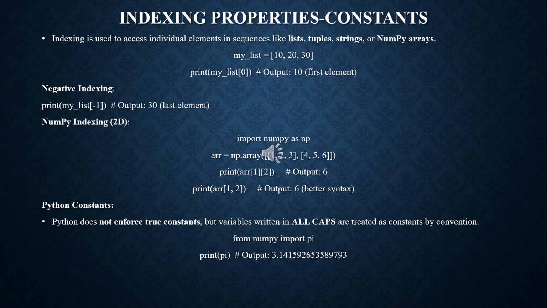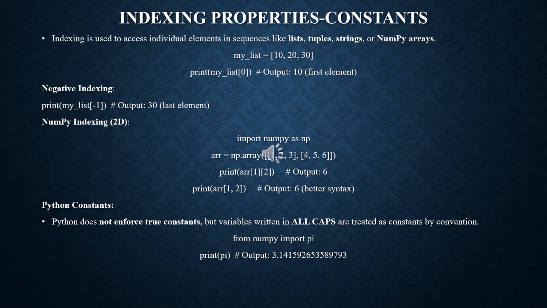Next, NumPy indexing on a 2D array. They have given an example where you import numpy and create a 2D array with 1 2 3 4 5 6. Print the array at index [1][2]. The output value is 6. So that is the syntax for using this function, and you have to practice examples like this.